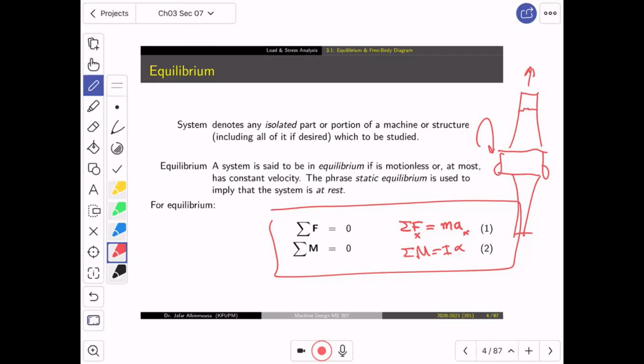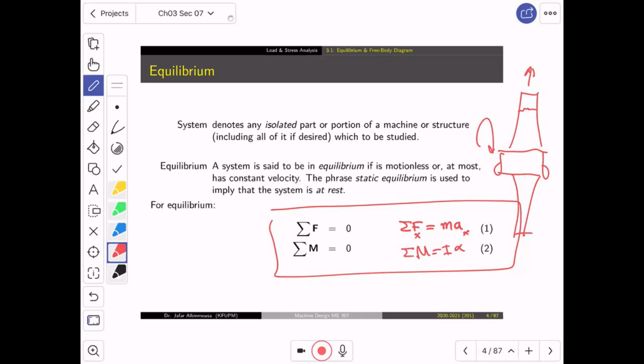But in here, what are we going to do? We're just going to assume that the design in hand is in equilibrium. The acceleration doesn't cause significant effect. That's it. Okay? If there is, then this is something we have to treat differently later. But in all of the course, we are going to deal with equilibrium. Just to remind you that whenever we talk about a system as a word, we mean an isolated part or portion of a machine or structure. This trick is very, very important.